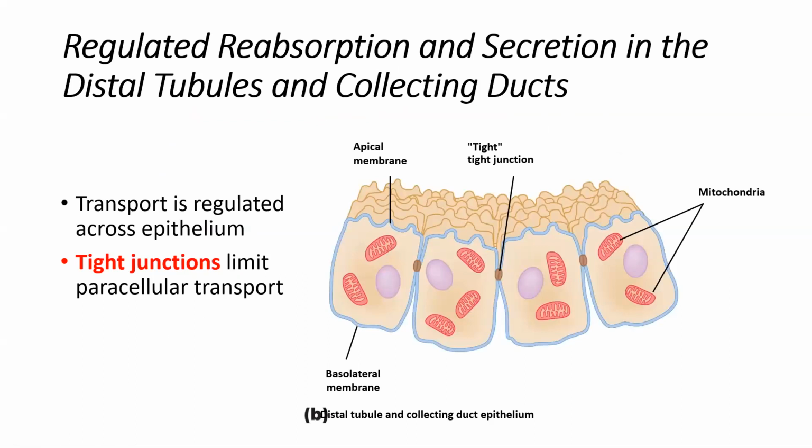Now let's look at the regulated reabsorption and secretion that happen in the distal tubules and in the collecting duct. So here we see different modifications. We do not see the brush border, we do not see microvilli, and we do not see leaky tight junctions. Because transport in this part of the tubule is heavily regulated, we see very tight junctions that are very well secured. And so there is no paracellular transport, or there is limited paracellular transport.